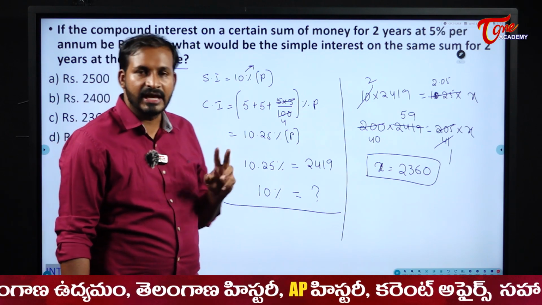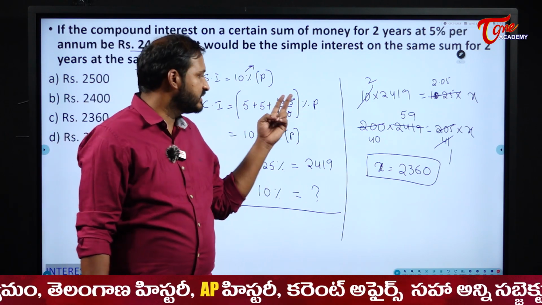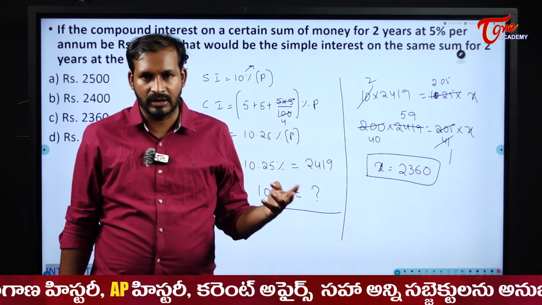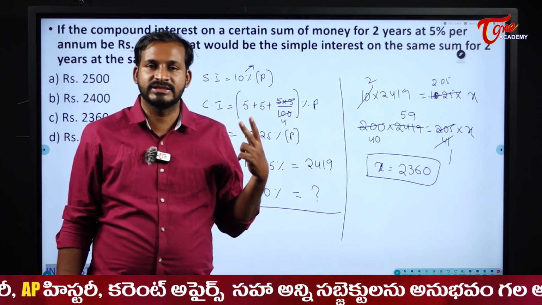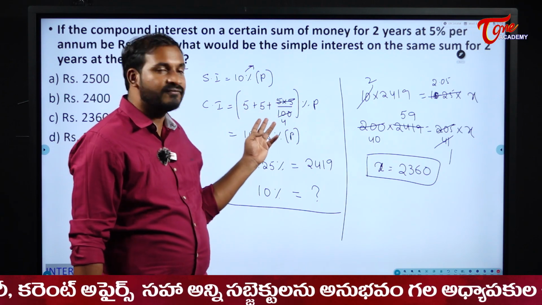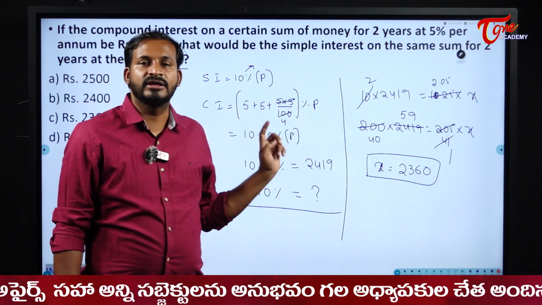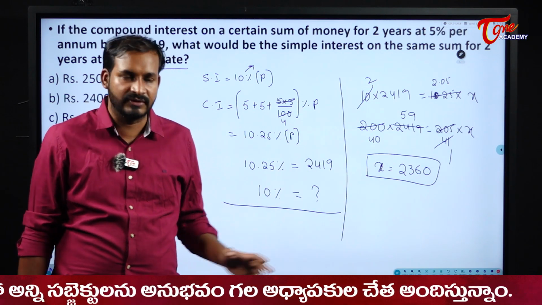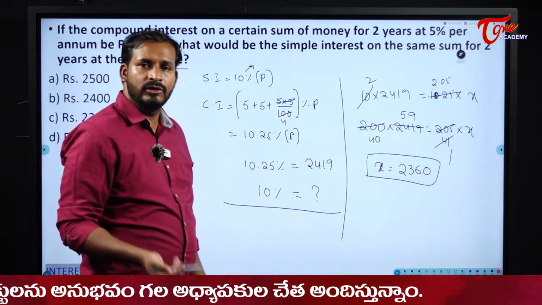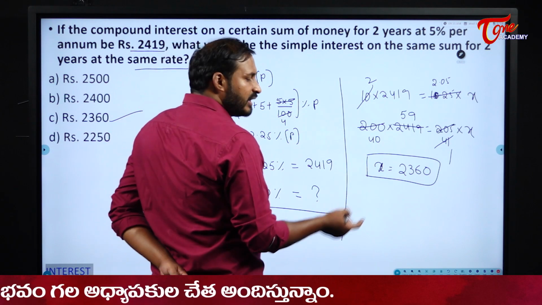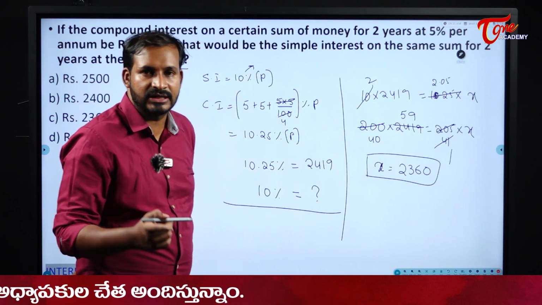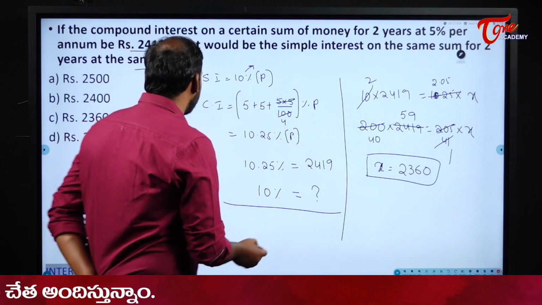See students, I am telling again and again, if the case is effective percentage for compound interest and simple interest for 2 years, always go with the effective percentage only to find the compound interest, so that you will get the answers quickly. And as I have already told you, we have one more formula for the relation between simple interest and compound interest for 2 years. What is that formula, students?